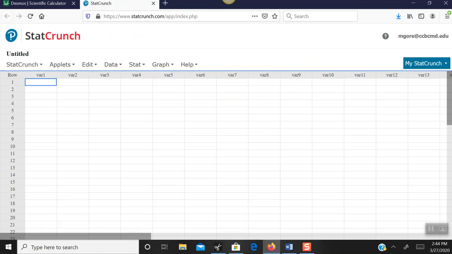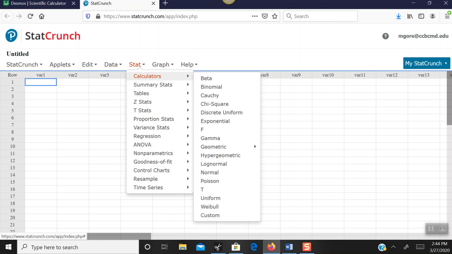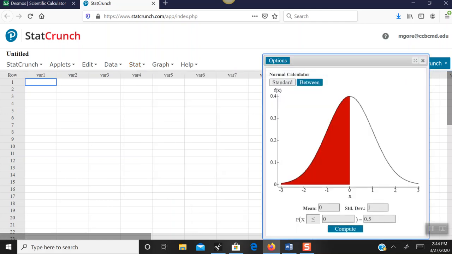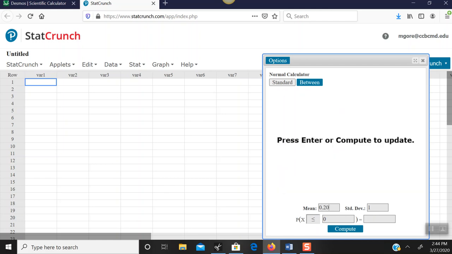I'll just have a StatCrunch window open. I'll go to Stat, Calculators, Normal. And for the mean, I will put in 0.20. For the standard deviation, I'll put in 0.02. These are things we calculated a second ago. And then in this box, this is that stopping point along the horizontal axis of our model, is 0.175. I realize it says x there, but that's just a generic thing for the normal calculator. We are literally plotting p-hat there. And of course, we want to shade to the left, and this default setting is perfect.